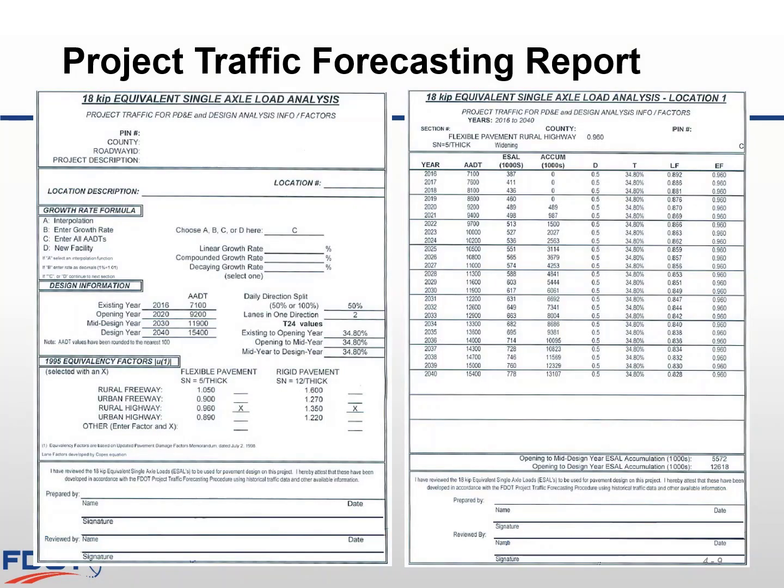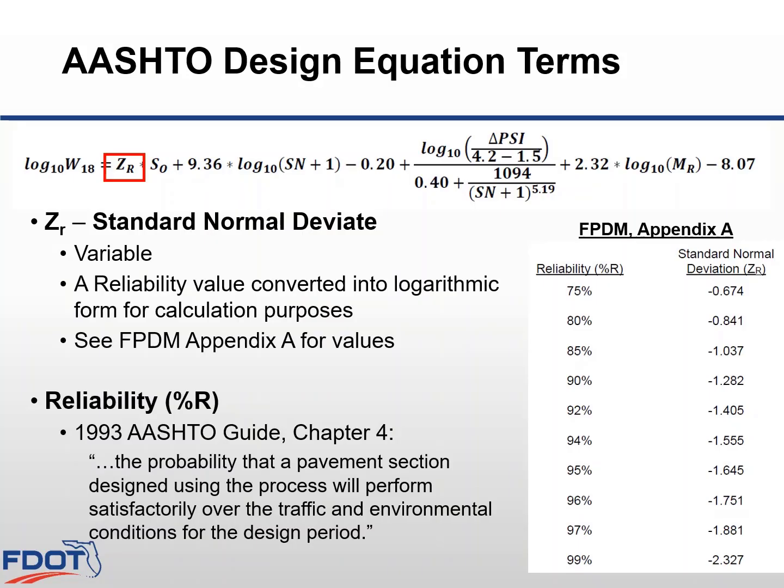Okay, so now that we've checked everything in the table on page 2 of our project traffic forecasting report, let's look at the number we're most interested in for our pavement design, the design ESAL. You can find that value near the bottom of page 2. For this particular project, we see that our design ESAL value is around 12 million. So returning to our AASHTO design equation, we now know our W18 or design ESAL value.